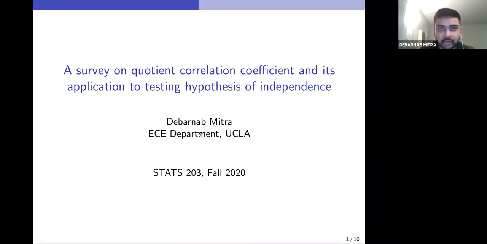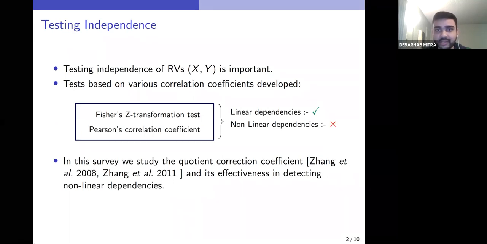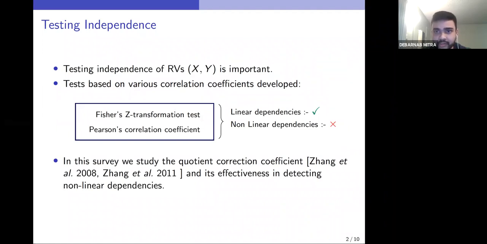Hello everyone. I'll be talking about the quotient correlation coefficient and its application to testing the hypothesis of independence. Next slide, please. Testing independence is a very important research area in statistics, and various tests based on different correlation coefficients have been developed. The Fisher's Z-transformation test, which uses Pearson's correlation coefficient, is highly efficient when the alternatives are linear dependence, but this test has poor performance when there are non-linear dependencies in the data. In this survey, we study the quotient correlation and look at its effectiveness in detecting non-linear dependencies in random variables X and Y.